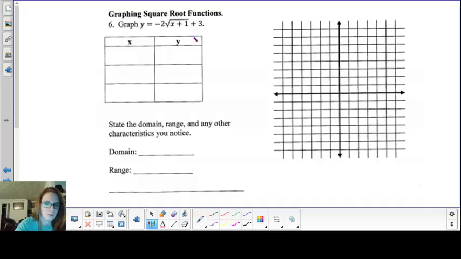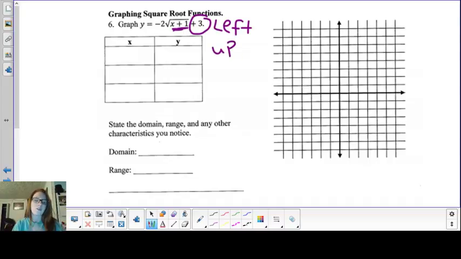If I see plus underneath, we know we're going to go to the left. If I see plus outside, we're going to go up. Going up doesn't change anything, but because I'm going left, I have to change. So left is usually negative. So I'm going to take my 0, 1, and 4, and I'm going to subtract whatever's in there.